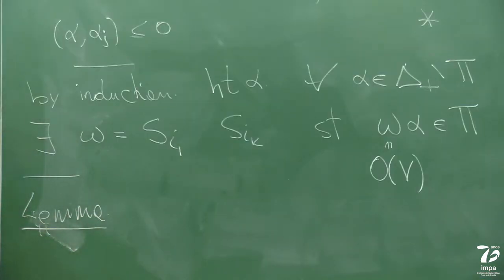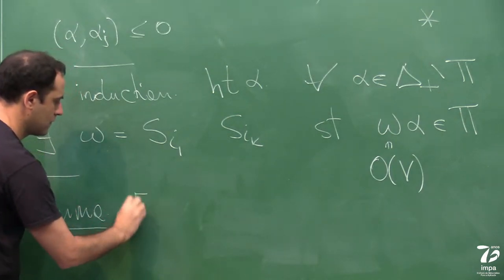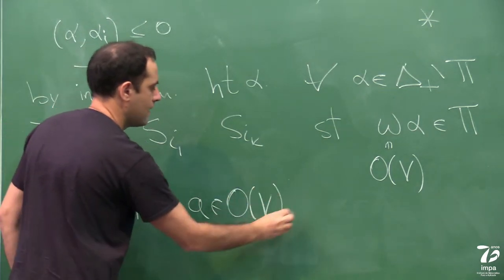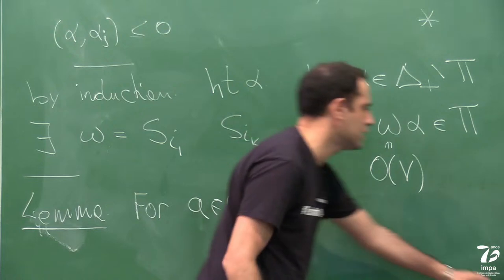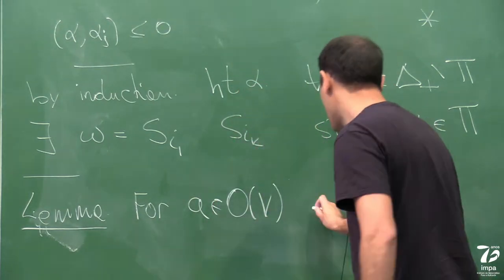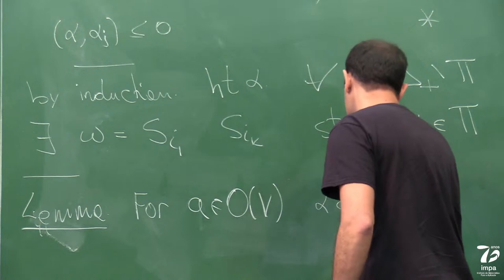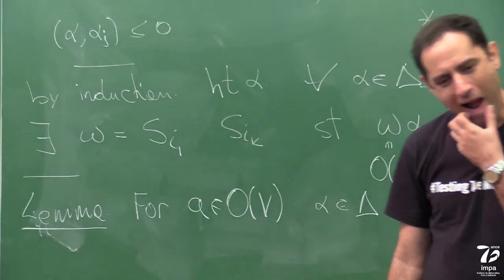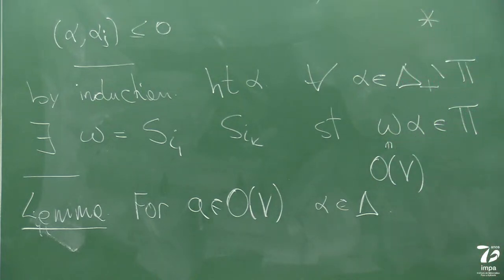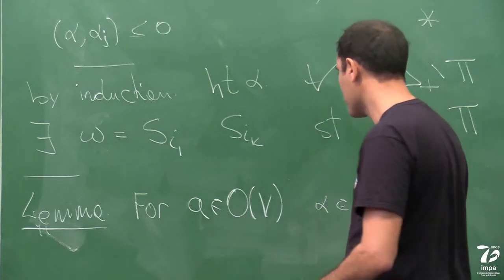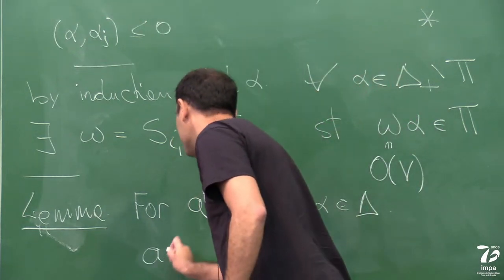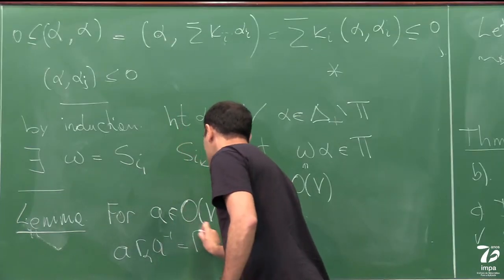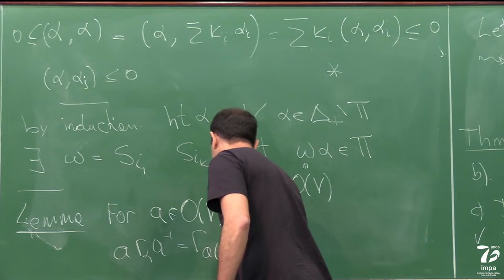Lemma. For A in O of V, and alpha in delta, I haven't defined what I'm going to prove now, but okay. So A R alpha A inverse is equal to R of A alpha.